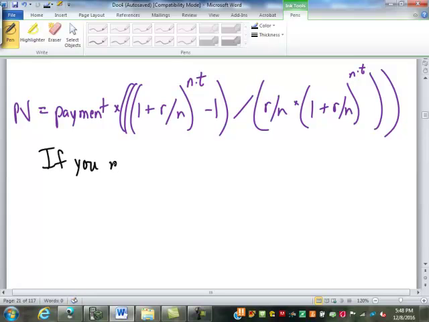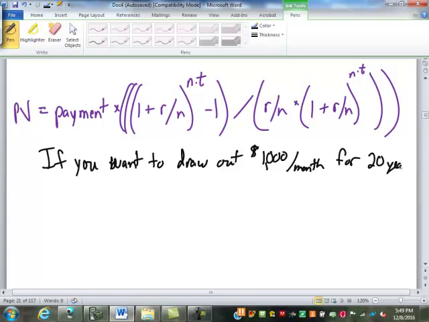If you want to draw out, let's say $1,000 a month, for 20 years. So you figure in retirement you're going to live for 20 years and you're going to need to pull out $1,000 a month. At 4% interest.